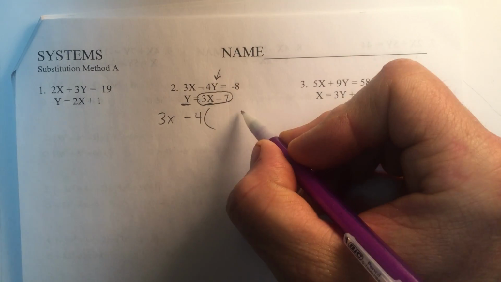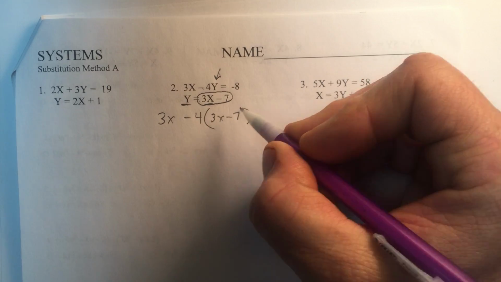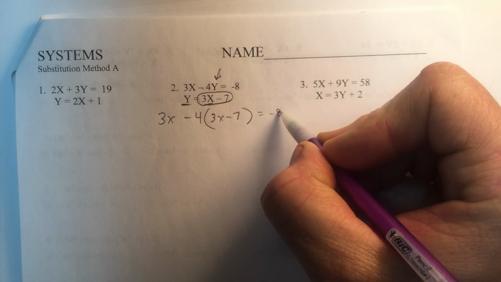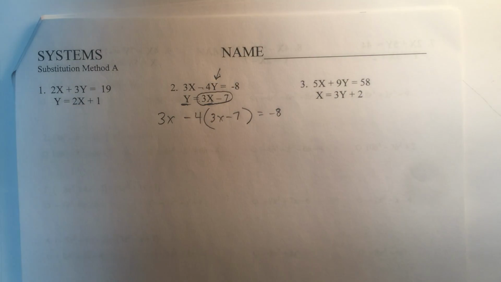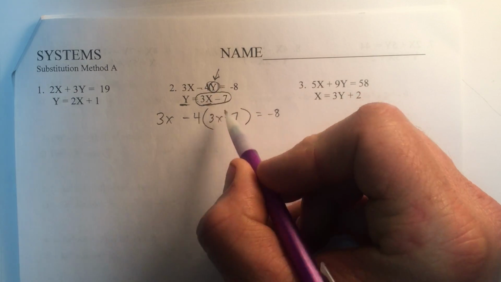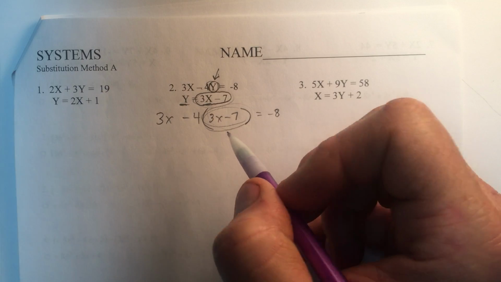Then right there where y is, I'm going to put these parentheses, and I'm going to put that 3x minus 7 in place of it. And it equals negative 8. So this is how I set my substitution up. Right there where y is, in this equation, I'm putting this 3x minus 7 in its place.